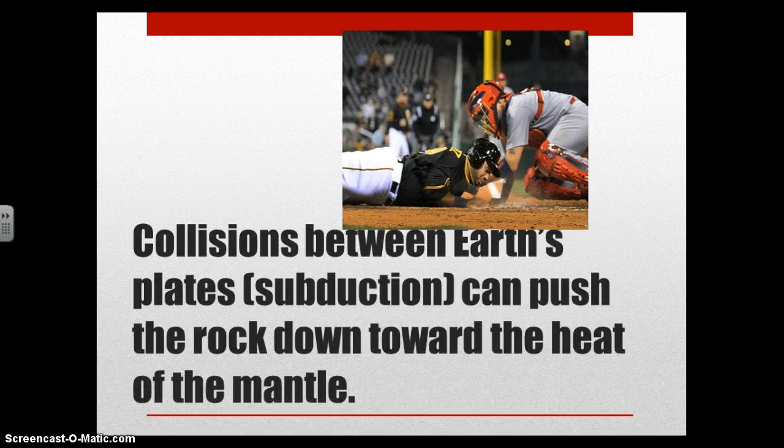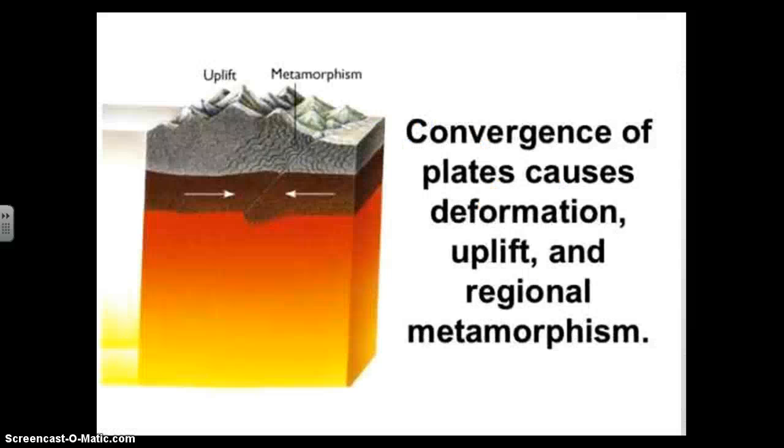So this occurs between collisions between Earth's plates, kind of like Yachty and someone trying to take home plate. They're going to collide with Yachty or Molina, and you're going to have a crash, and someone's going to subduct and go down. So collisions between Earth's plates can push the rock down towards the heat of the mantle. This is how we have these metamorphic rocks being created, is that process of subduction is involved in the creation of metamorphic rocks. So what happens is the convergence of plates causes deformation, uplift, and regional metamorphism.